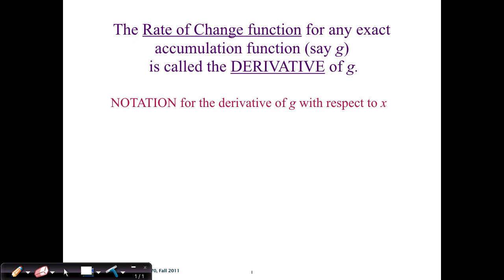So there's a few different notations, and if you've read the book, there's a whole discussion on the benefits and drawbacks of each of the notations. But one very common notation for the derivative of g, just to use a specific function name, where x is called the independent variable, would look like this.